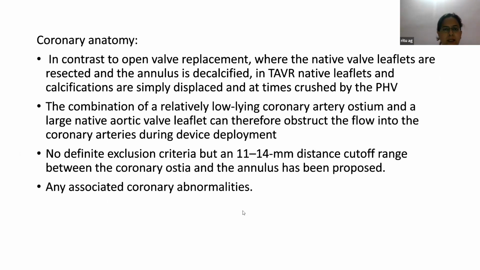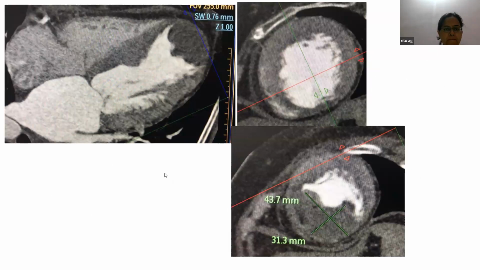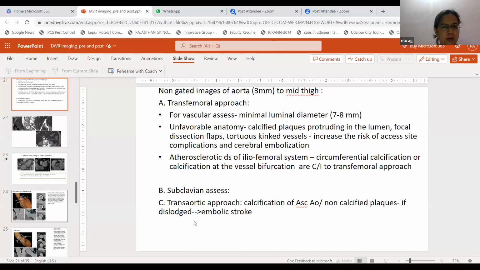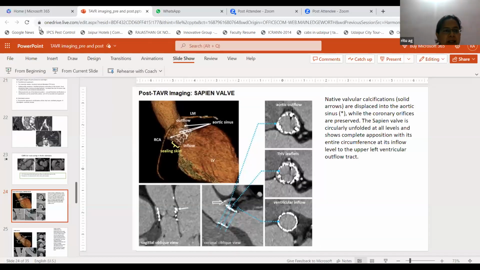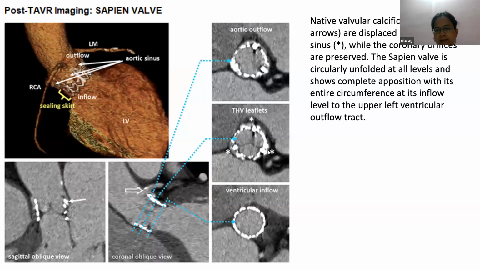So what happens here, I'll just skip a few slides and come back here. So that is a Sapien valve in position. So what happens here, that is a TAVR valve with a metallic strut, and on these are the bioprosthetic valve. That entire thing is a TAVR valve. So where is the native valve here? This native valve is pushed to the periphery and the TAVR valve takes its place.